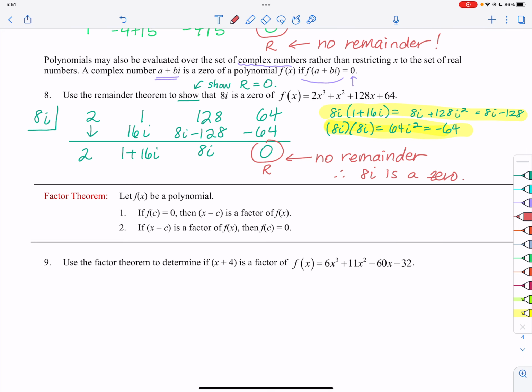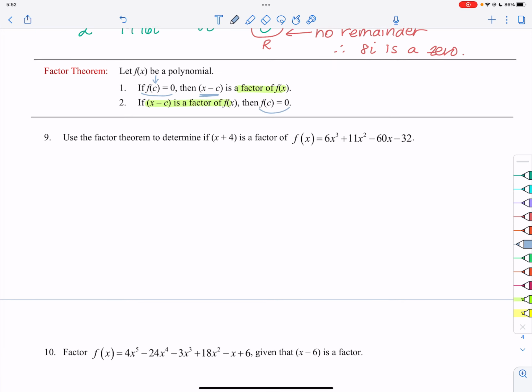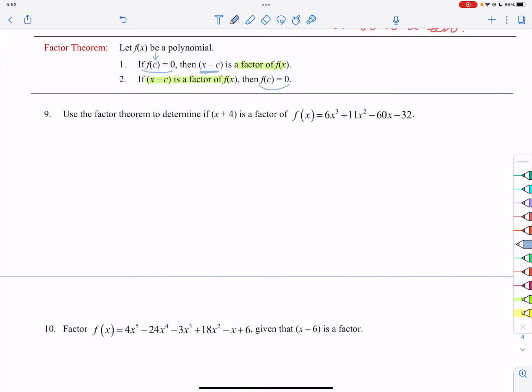Okay, so let's talk about the factor theorem. If we have f of x as our polynomial, if f of c is equal to 0, think about that. When that function value of c is equal to 0, then x minus c is a factor of f of x. And if x minus c is a factor of f of x, then f of c equals 0. Okay? So we're going to use the factor theorem to determine if x plus 4 is a factor of this cubic. So how would we do that?